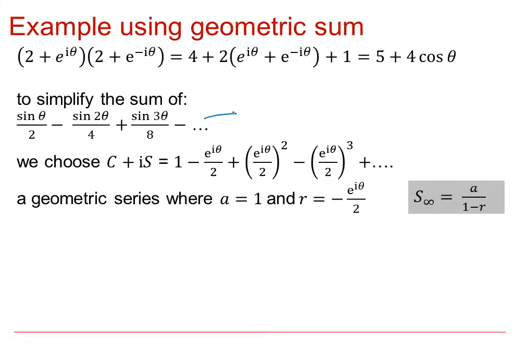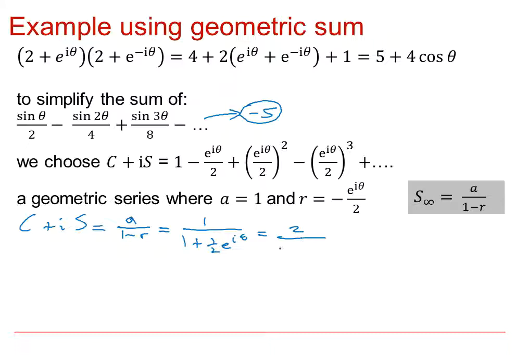So before we move on, just to remind you that we are looking for the negative of capital S, that's the defined series. So now looking at C plus iS, we know it has a first term and a common ratio, therefore we can now find its sum to infinity, a over 1 minus r, which is 1 over 1 plus a half e to the i theta. And if we just tidy that up a little bit, we can write it as 2 over 2 plus e to the i theta. And then using the result that we found in the first part of this question, I'm going to times top and bottom by 2 plus e to the minus i theta.